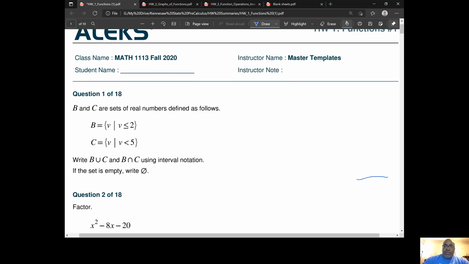So B and C are sets of real numbers defined as follows. So B is V such that V is less than or equal to 2. Let's make a number line for this. And we'll say 0 is right there. We will say 2 is right here. Less than or equal to is like this.